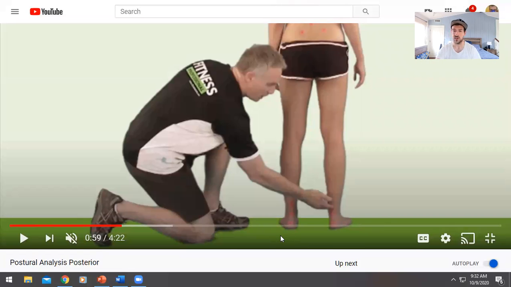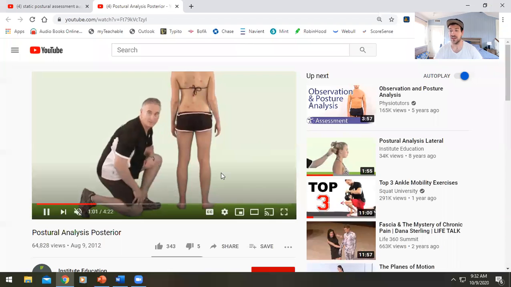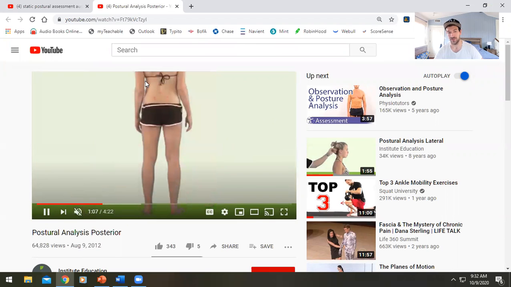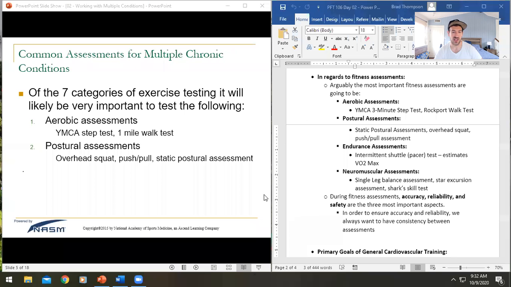It can help you train your eye a little bit, so check those out if you get a chance. These videos are super helpful. See how there's a huge gap here and no gap here? That's showing you the scoliosis. Static postural assessment, super helpful.